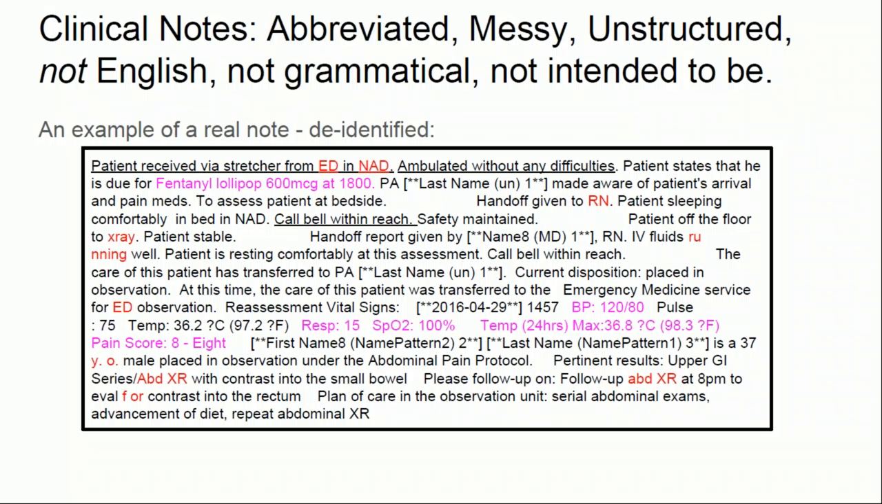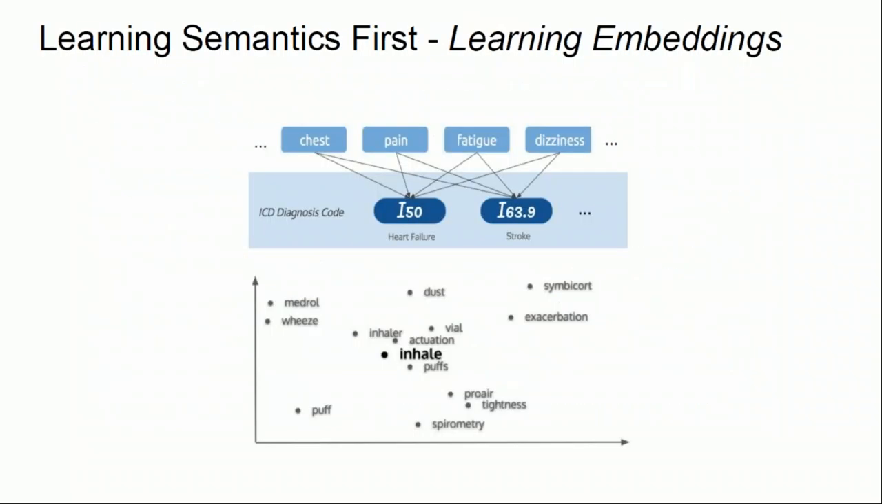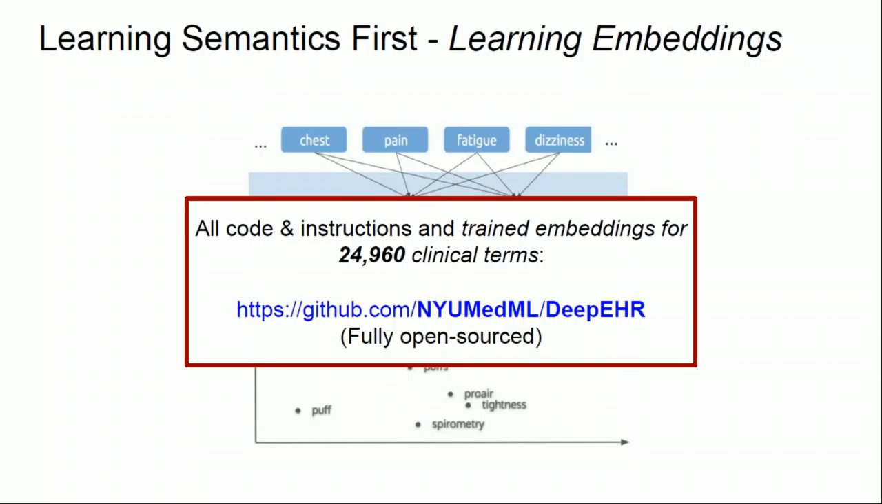So the first step in dealing with a language, whatever language it is, German, English, French, or medical language, is to understand what these terms mean. So that's what we have started to do. When you see BP, based on the context, we can infer that BP is actually blood pressure. This is called embedding. So we have actually trained our embeddings and we made them open source and free.